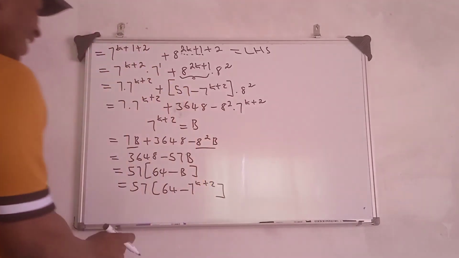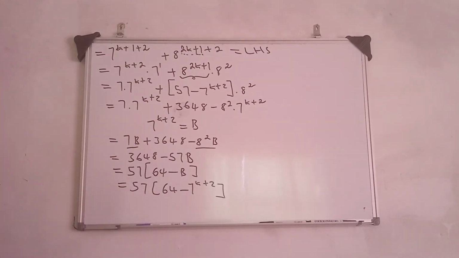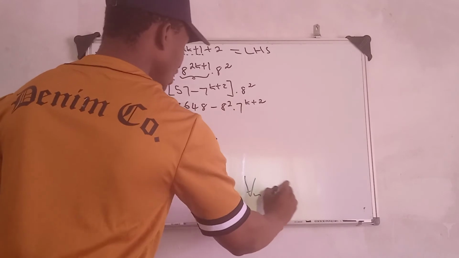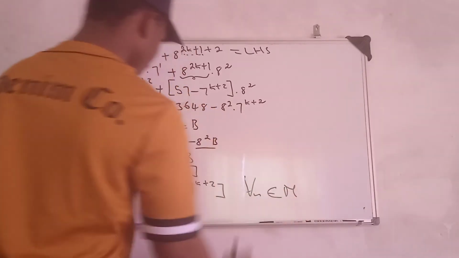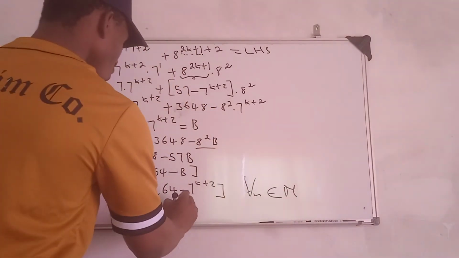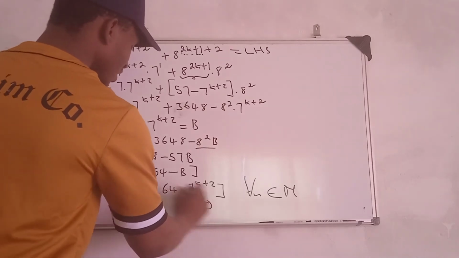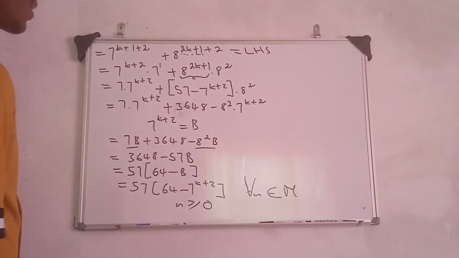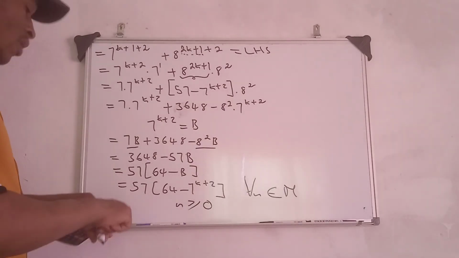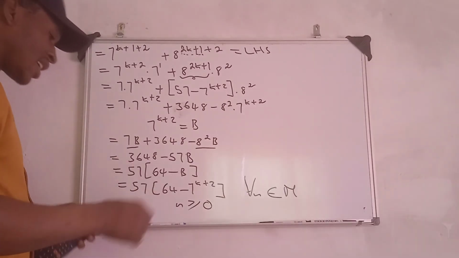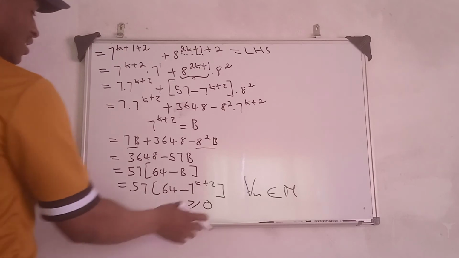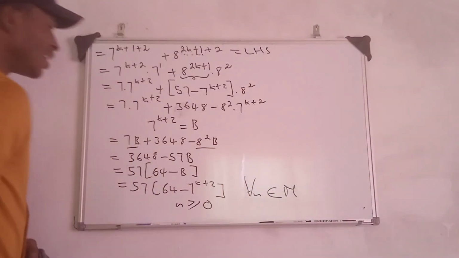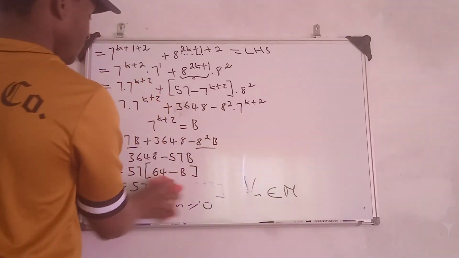So we have seen that this is actually divisible by 57 for all n which belongs in the set of natural numbers, whereby n is greater or equal to 0. So this is actually what we are having. So you are done. You have induced, and then we can see that this is true. Let's take another example of this fashion.